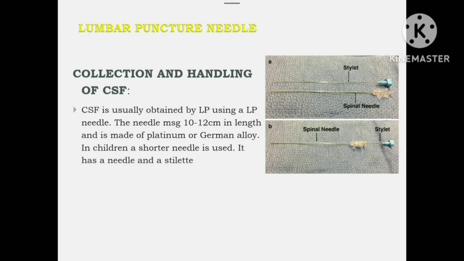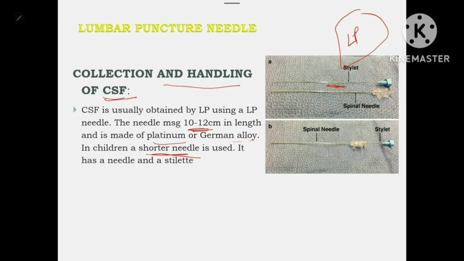So next is the LP needle. LP needle is the lumbar puncture needle. So it is used in collection and handling of CSF. So CSF is usually obtained by lumbar puncture by using the lumbar puncture needle. So the needle measures around 10 to 12 centimeters in length, and it is usually made up of platinum or German alloy. So usually in children a shorter needle can be used, and also the needle has a stilette.